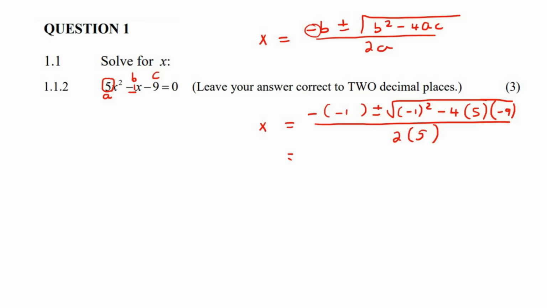And if you round this to 2 decimal places, like they said, you'd end up with 1.45 for your first answer. Or, for your second one, you could change it to a negative, for example. And that'll be negative 1.25.